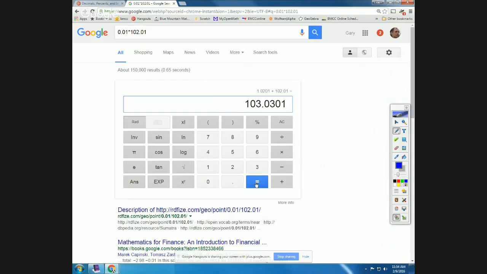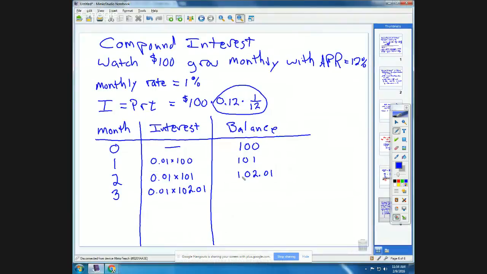And Google says that's going to be $103.03, and then we're going to have a 100th of a cent along with that. So that's 103.0301. Now this is getting a little bit tedious.